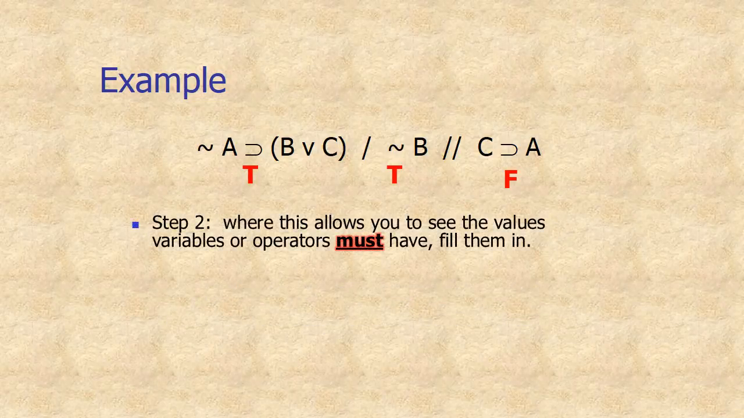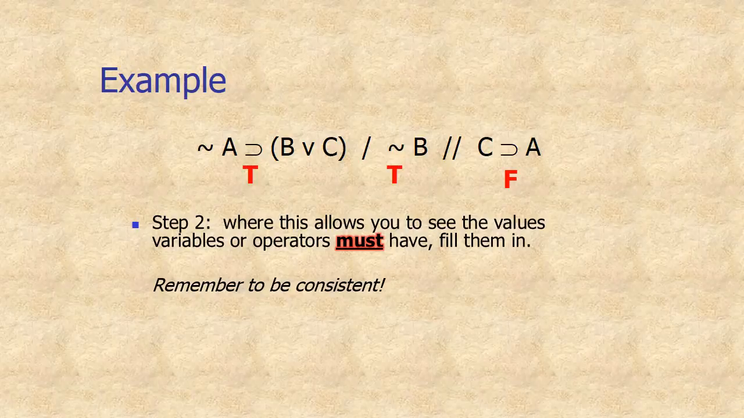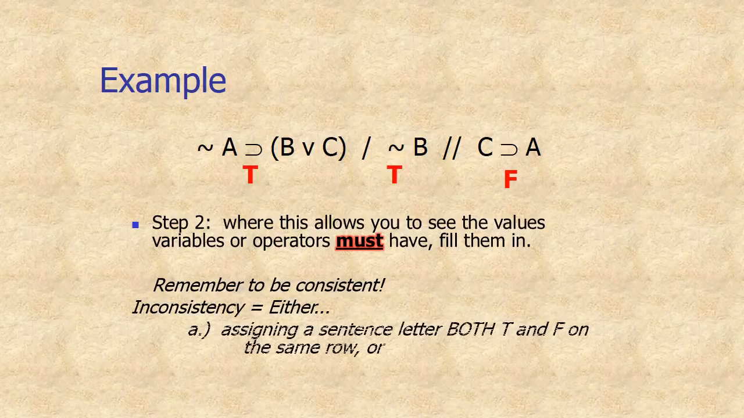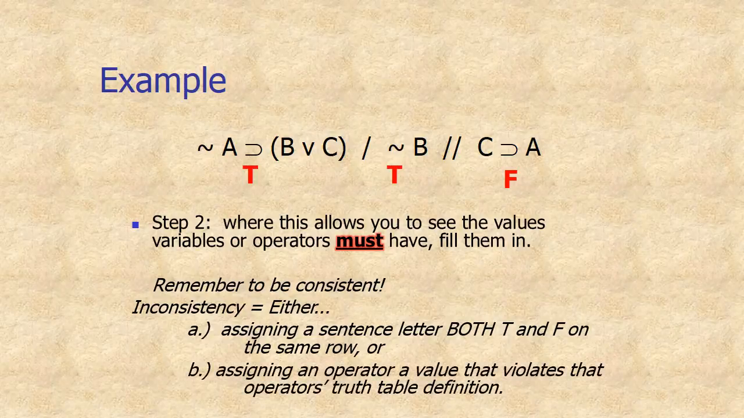In the second step, we want to see what values the variables and operators must have when you fill them in. See what you're forced to do. Well, be consistent. Remember, an inconsistency means you've either assigned a sentence letter both true and false on the same row, or assigned an operator a value that violates the operator's truth table definition.